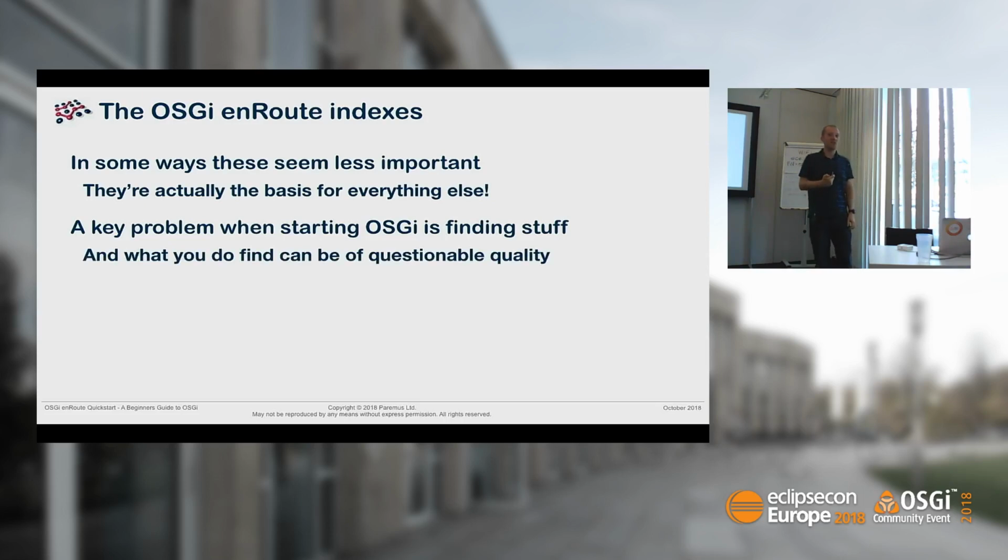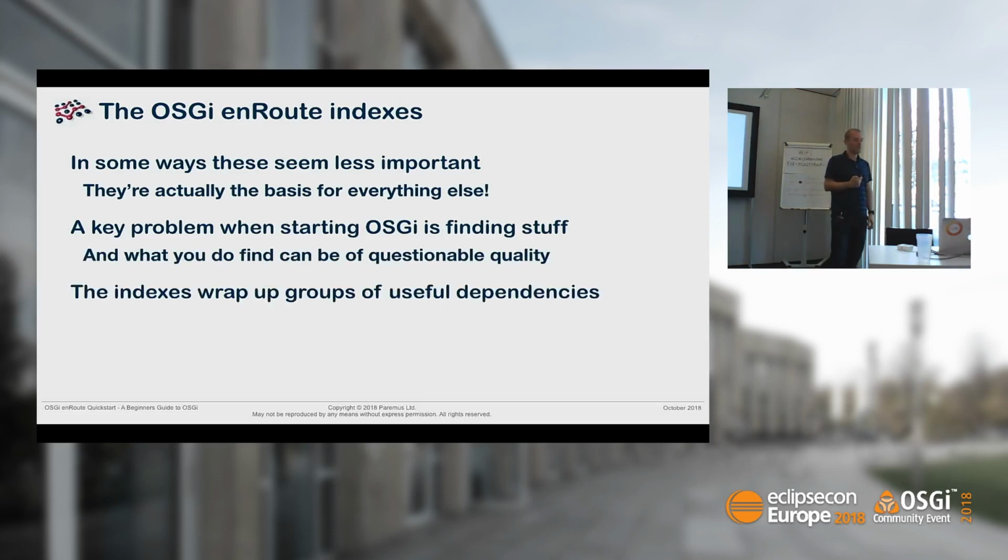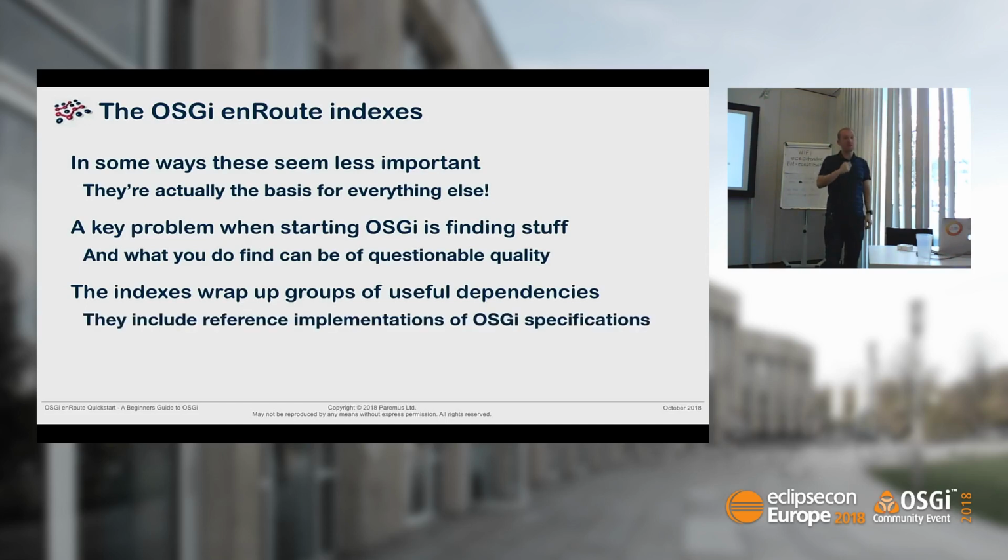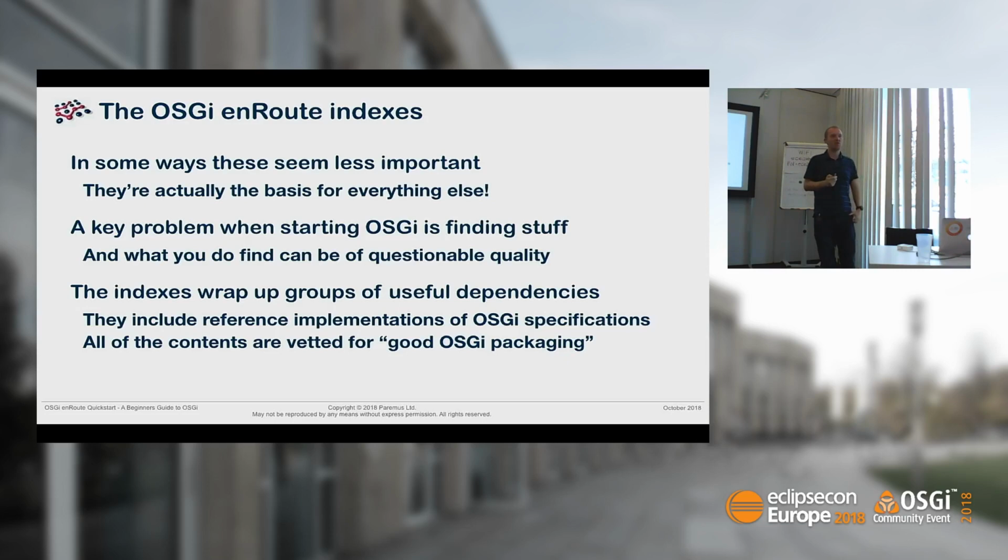And when they do find stuff, it's not always that good. So the indexes are there to give you nice sets of dependencies that are complete and work together. This gives you reference implementations of the OSGi specs as well. So if you want to use the specs, you can. And they've all been checked over. They are all reasonably good OSGi bundles. So the stuff that you're using isn't going to start immediately tripping you up when you try and do something with it.